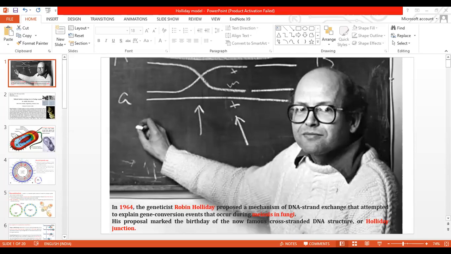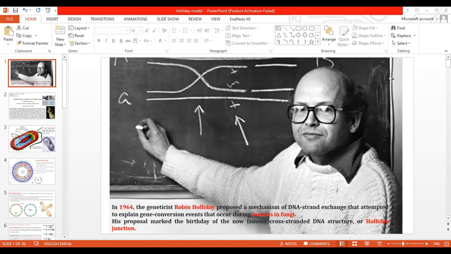See, in 1964, geneticist Robin Holliday proposed a groundbreaking mechanism explaining the gene conversion event during fungal meiosis. This proposal introduced the concept of Holliday junctions, marking a significant milestone in genetics.